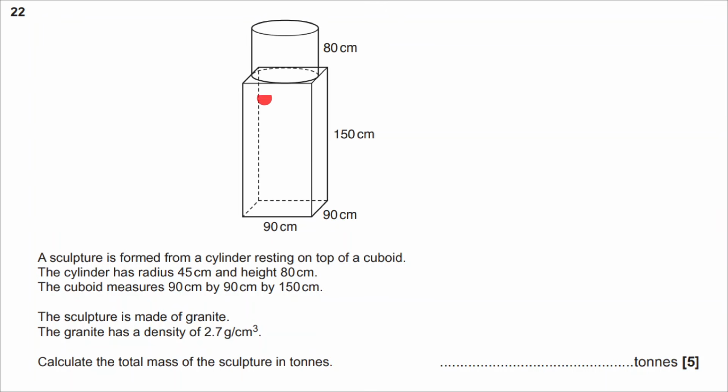You've got a cuboid, you've got a cylinder. It could be something to do with density, and it is, because you've been given density down here. Let's read it. The sculpture is formed by a cylinder, which is this shape at the top. That's a cylinder resting on top of a cuboid. This here is the cuboid. The cylinder has a radius of 45. That is just telling us that this length, from the center to here, is 45 centimeters, and a height of 80, which you can see on the diagram.